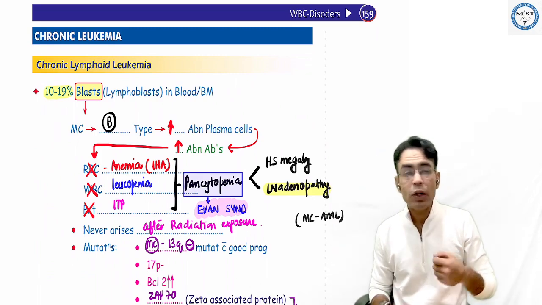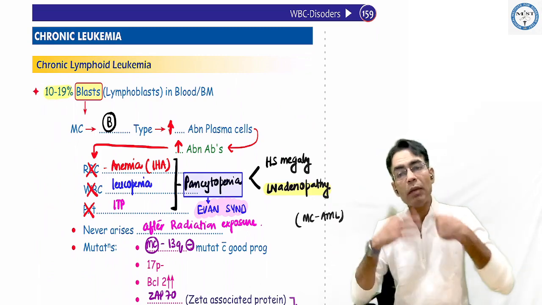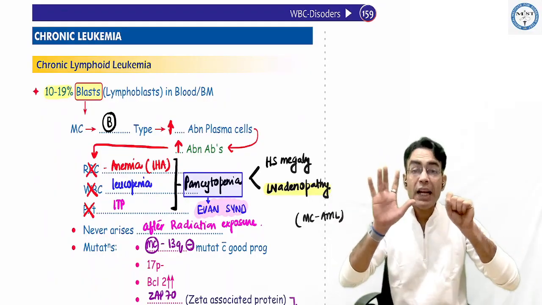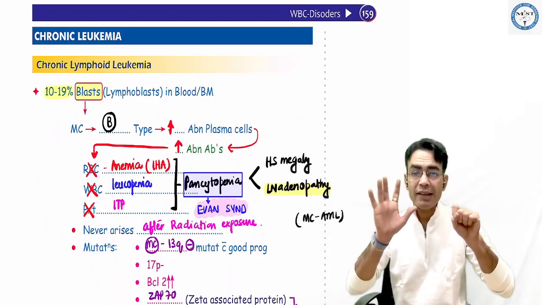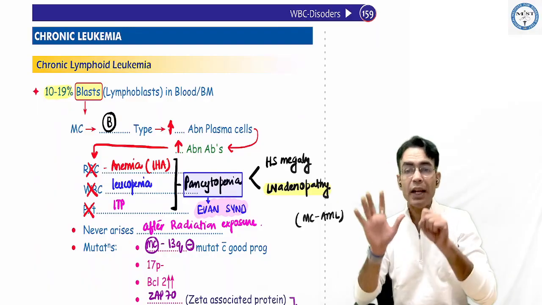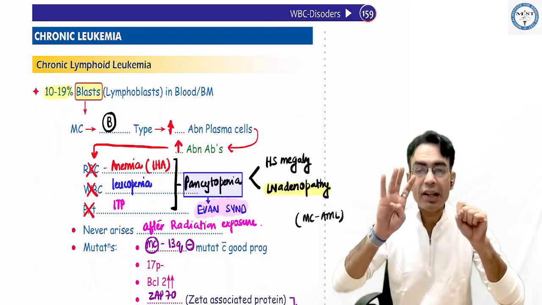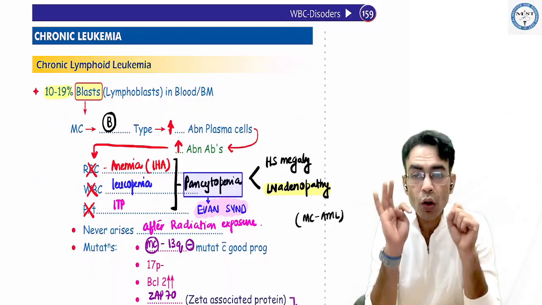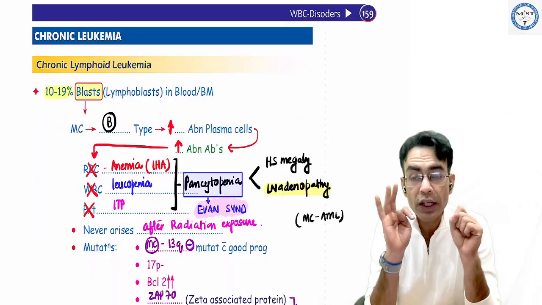B cell क्या करते हैं छोटू? Antibody बनाते हैं. These antibodies will malfunction. They will kill our body's normal cells. So the second point we learned was that CLL will be causing pancytopenia with hepatosplenomegaly and lymphadenopathy, which is called as Evans syndrome. Third point, most common translocation for your CLL is 13q deletion.